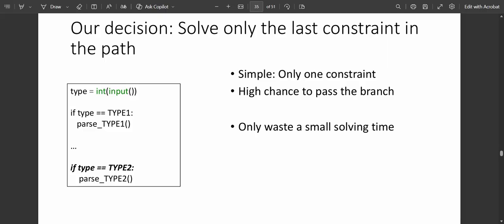And our decision solves only the last constraint in the path. Simply, one constraint has a high chance to pass the branch, which is the thing that we want. We want it to pass the branch and only waste a small amount of time, so that even if the result is good or bad, we can just move on to the next one. If it is wrong, we can work on it and push it again. If it is correct, we can move on to the next one. The whole process happens in a very small period of time, which is very helpful.